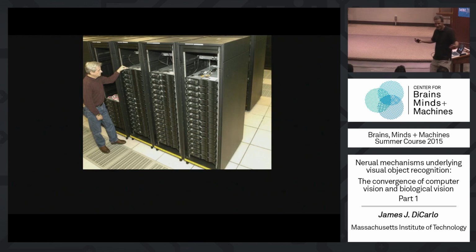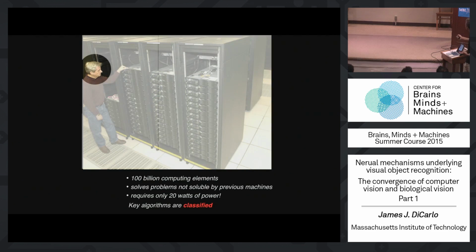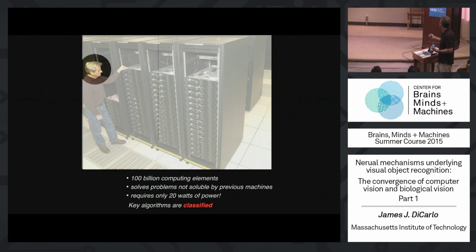So now here we are today, and I can't help but get excited about this really cool machine that's just amazing and does these computations. The thing has, I can't tell you all this, 100 billion computing elements, solves problems not solvable by any previous machine, and it looks crazy, but it only requires 20 watts of power. And the key here, for those of you who've seen this slide, is that I'm not talking about this thing, I'm talking about that thing right there, right? So this is the scale of what we're after.